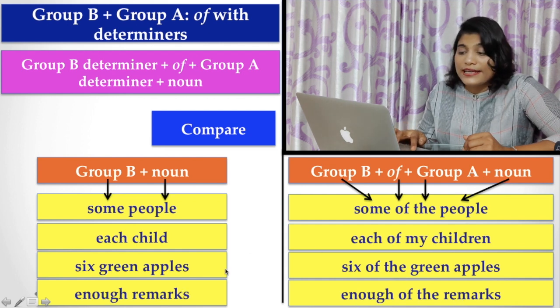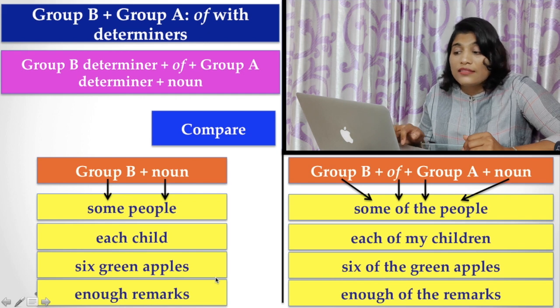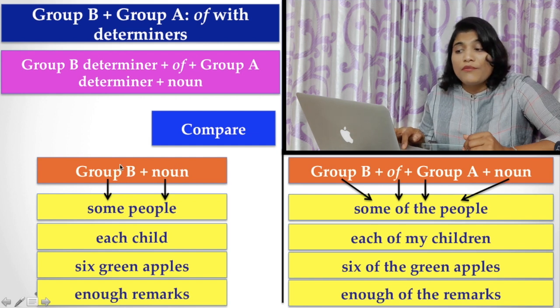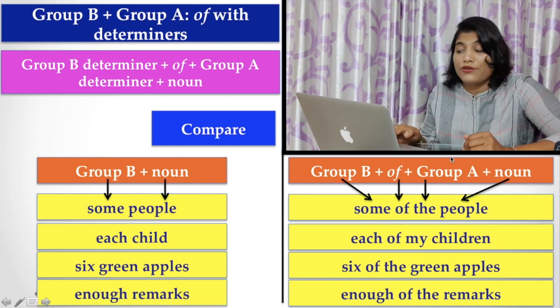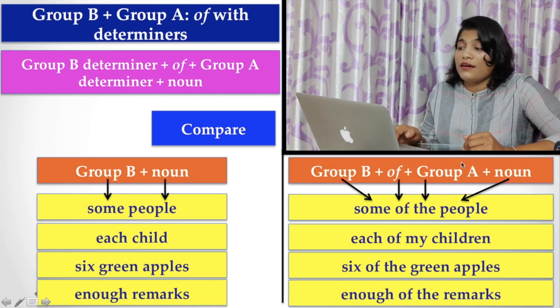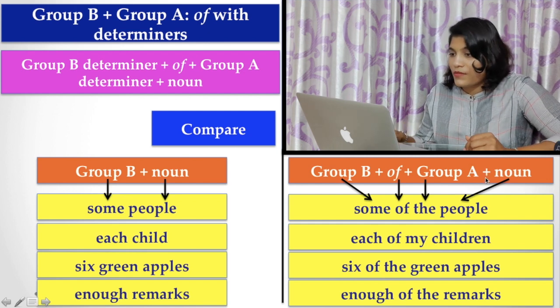In all these examples, you find one thing is common. When you put group B determiners, you have to put them directly before the noun. But when you put a group B determiner and a group A determiner together, you have to put an "of" before the group A determiner and before the noun, of course.